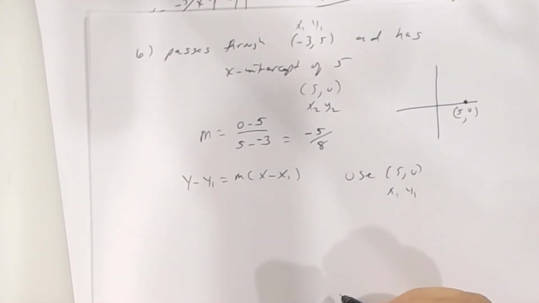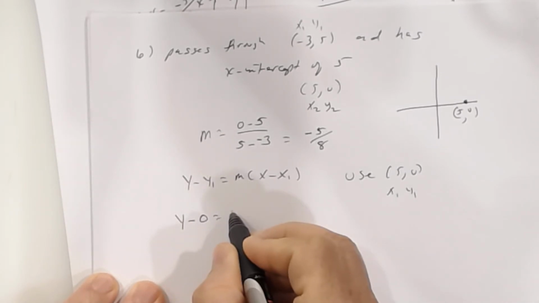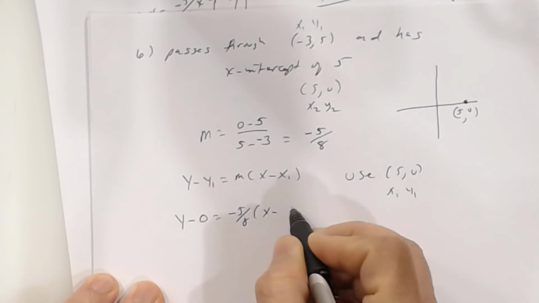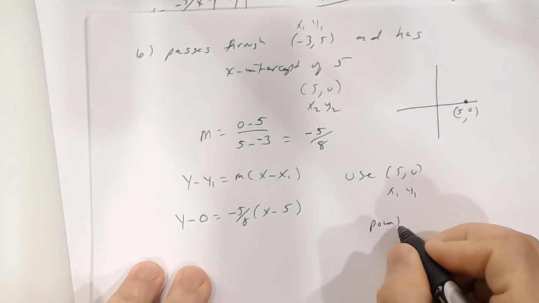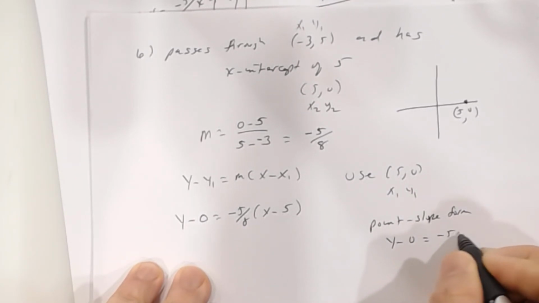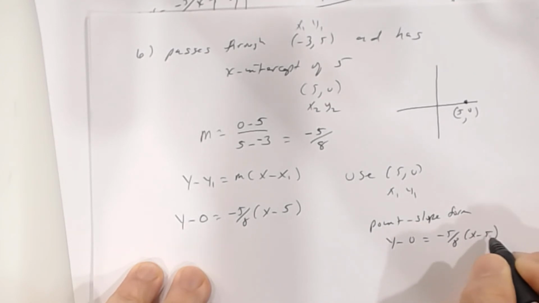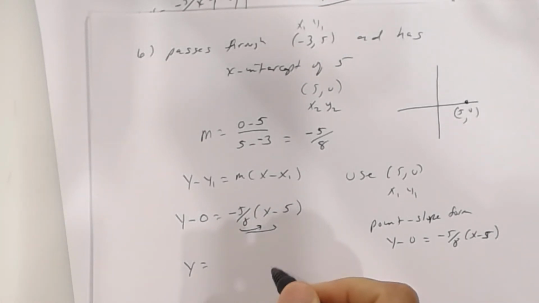x1, y1. So I get y minus y1. What's y1? 0. Equals the slope times x minus 5. So there's your point slope form. Now you've got to put it in what form? Slope-intercept. Well, what is y minus 0? Y. So that's y equals, and then all you do is distribute, and there's your answer.